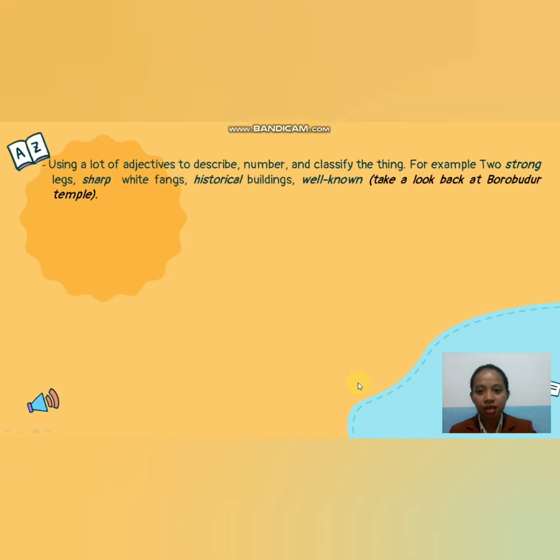Next, use a lot of adjectives to describe, number, and classify the thing. For example, two strong legs, sharp white fangs, historical buildings, well known. The adjectives here are strong, sharp, historical, and well known. Well known and historical here are based on the text about Borobudur Temple.